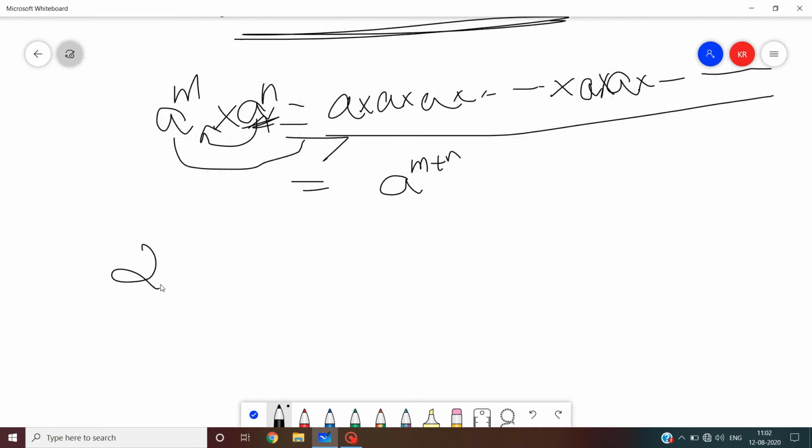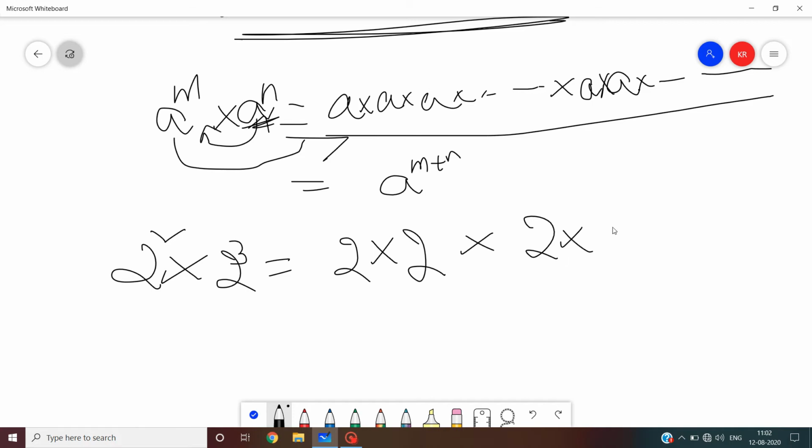So let's take it in a practical way. I am taking 2 power 2 into 2 power 3. 2 to the power of 2 means 2 into 2, right? Again I have 2 power 3, which is 2 into 2 into 2. Now let's check how many 2's there are: 1, 2, 3, 4, 5, right? So I have 2 to the power of 5.